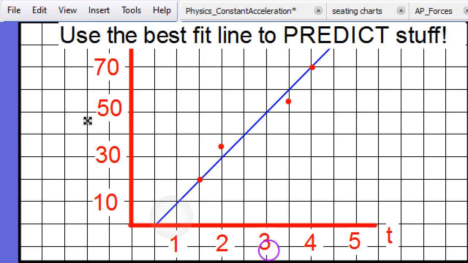So, second 3. I'm going to go up to second 3. Oh, look at that. And then I'm going to go over and read off what it says. So even though I don't have a dot there, because I have a best fit line, I can say that at second 3, I was at 50 meters. And that's really helpful.